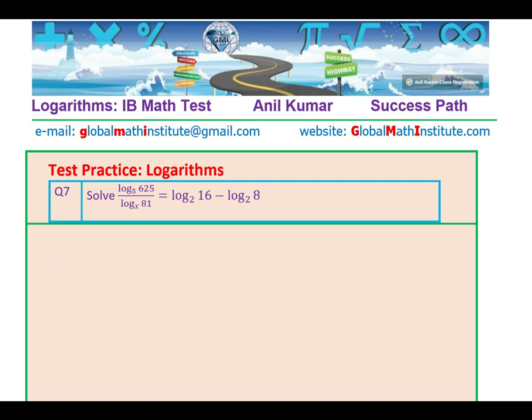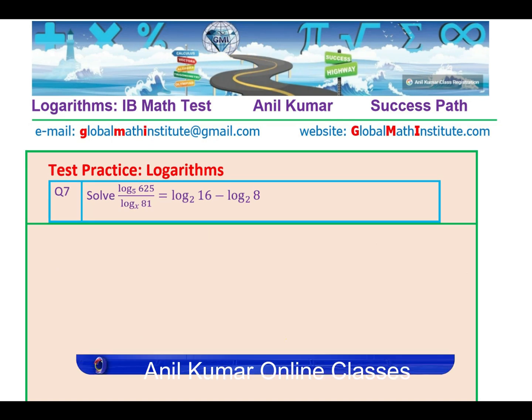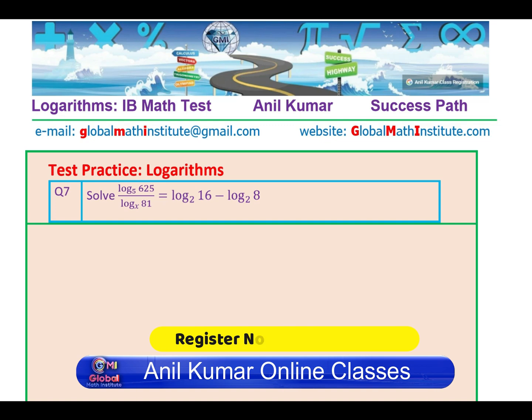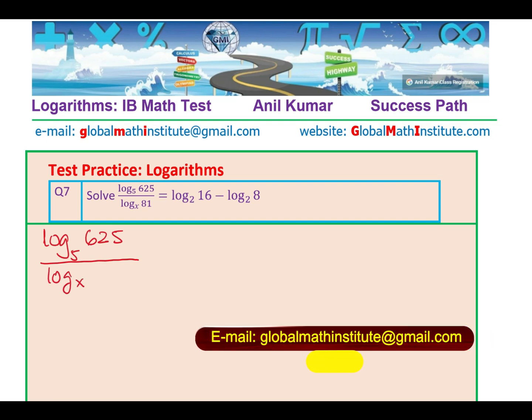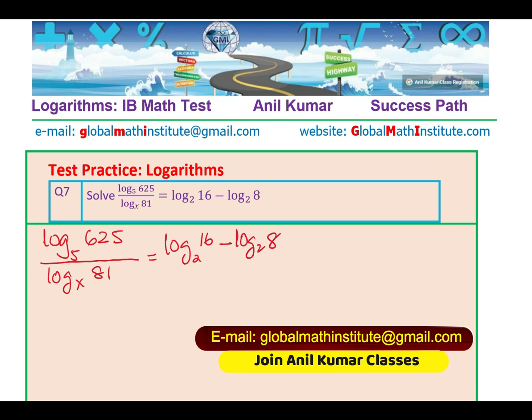Now let's move on to the next question, which is question number 7. So we are given: solve the equation log to the base 5 of, let me rewrite this also, log to the base 5 of 625. I hope everything is making sense so far, right? Log to the base x of 81 equals log to the base 2 of 16, minus log to the base 2 of 8. That's the question for us. Okay, great. So the unknown here is, of course, x. We need to find the value of x.